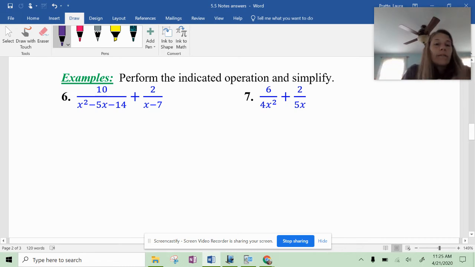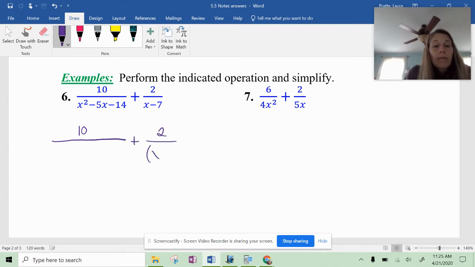All right, so doing the first example here, again, first thing I'm going to do is rewrite the problem, factoring out anything that can be factored. Okay, so far the 10, the 2, the x minus 7, nothing I can do with any of those. So I'm going to factor out this trinomial here, x and x. The two numbers that multiply to get 14 and subtract to get negative 5 would be negative 7 and positive 2.